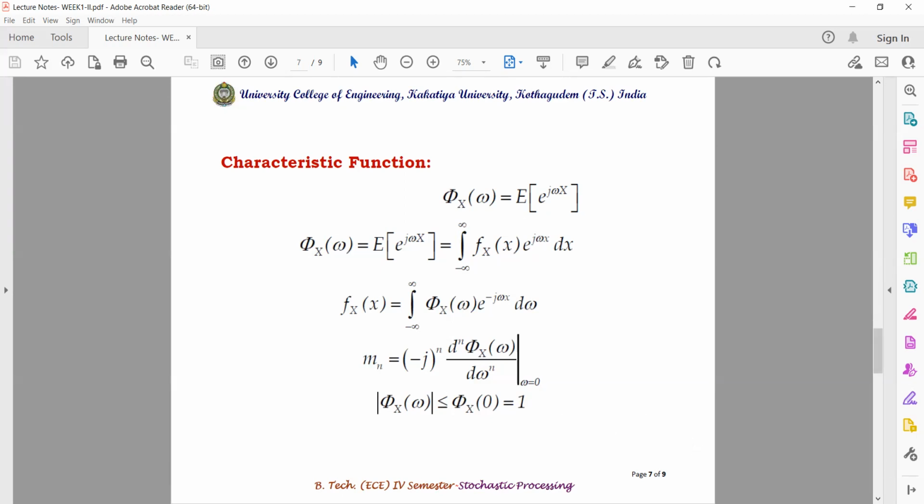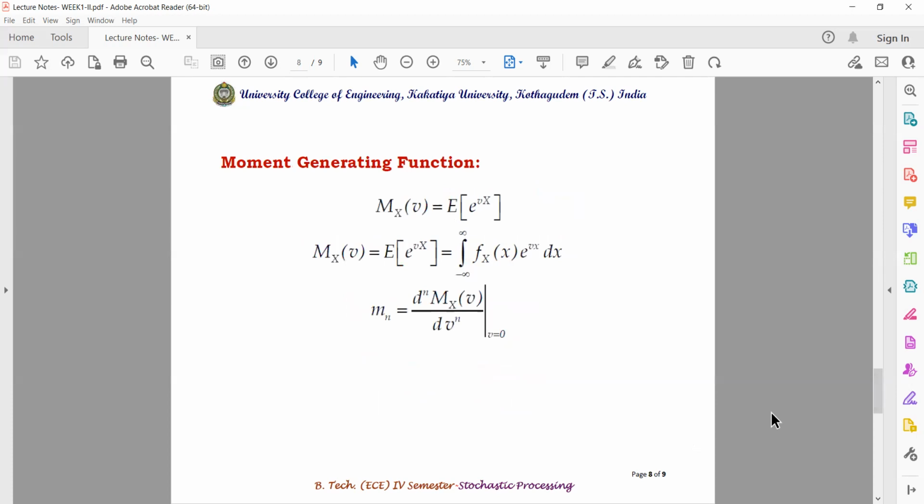Likewise, one more parameter is there, the moment generating function. The formula looks very similar to the characteristic function. The j operator has been removed from the previous formula. It is represented as capital Mx of v is equal to expectation of e power vx, which is equal to the integral from minus infinity to plus infinity of fx of x e power vx dx.